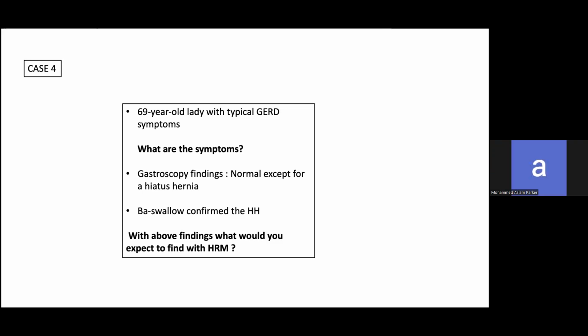Then I'm not sure. Why do we reflux? When we reflux, we all reflux normally, but why will one have symptoms more than the other one? The anti-reflux mechanisms are compromised. That's right. Okay. What are they?